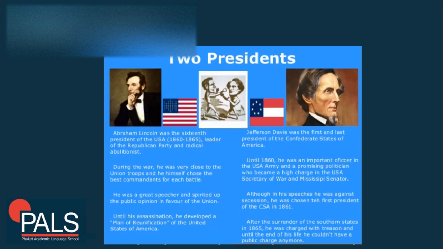Now, Jefferson Davis was the first and last president of the Confederate States of America. Until 1860, he was an important officer in the U.S. Army and a promising politician who became a high charge in the USA, Secretary of War and Mississippi Senator. Although in his speeches he was against secession, he was chosen the first president of the CSA in 1861. After the surrender of the southern states in 1865, he was charged with treason, and until the end of his life, he couldn't have a public charge anymore. Yep, first and last.